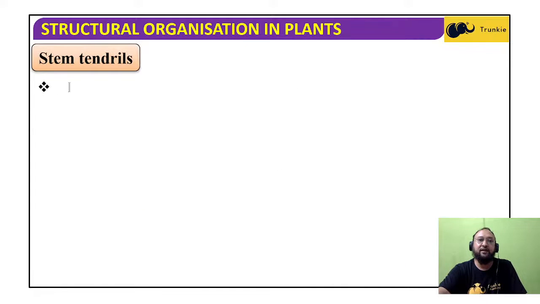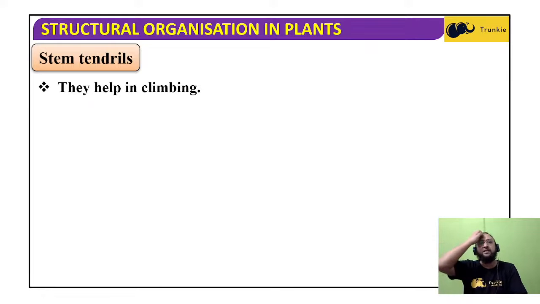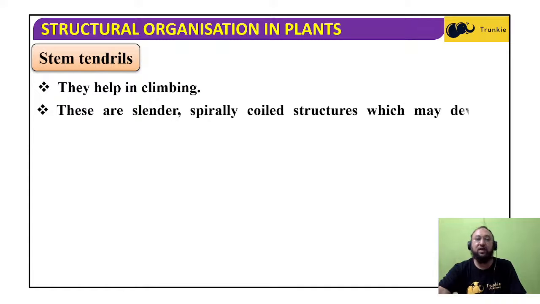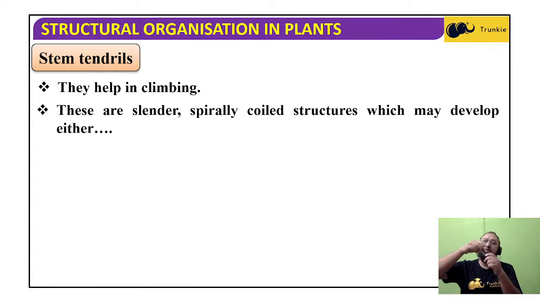Now here, stem tendrils help in climbing. Some plants need mechanical support because they have a weaker root, so tendrils help in climbing by growing on some kind of support on the surface. They are slender and spirally coiled, forming a spirally coiled structure. For example, there is a rod or some kind of structure, and they are providing support to the growing plant.